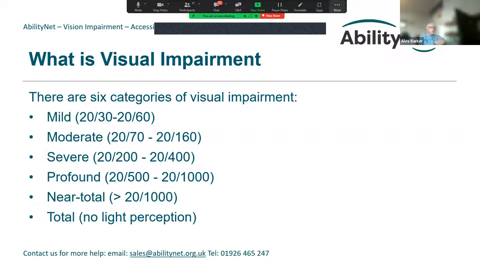I'm visually impaired. I would guess that I'm probably mild to moderately impaired, but I work with other people who are totally visually impaired or near total. And I think what's really interesting is that when you use the term visually impaired, you could be talking about all sorts of people with all sorts of particular issues. And it's a good idea not just to make assumptions.